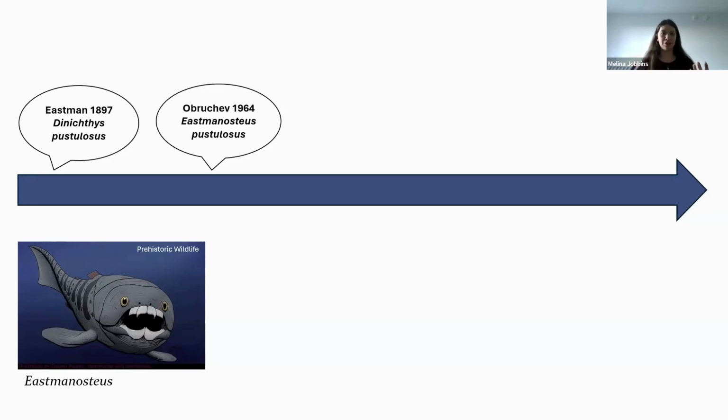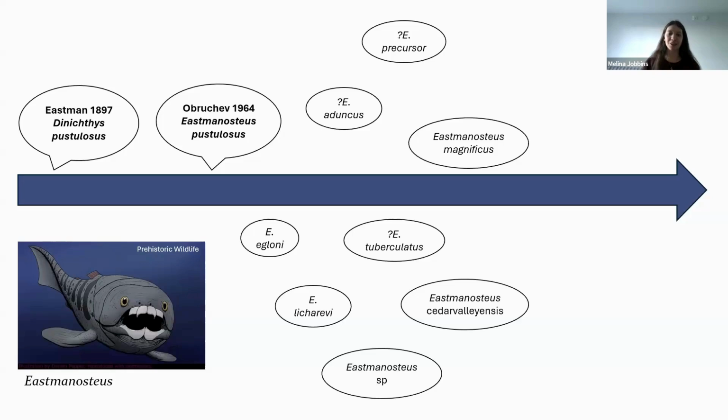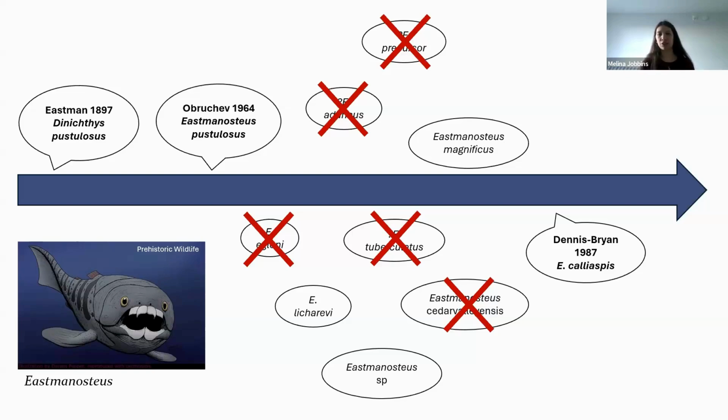And following the erection of that new genus, we have a lot more different species added into it. So we're starting to have a similar questioning about whether or not Eastmanosteus is a valid taxon, as in, is it monophyletic? Is it all Eastmanosteus, or is it different things? And so following that, in '87, Dennis Bryan described a new species of Eastmanosteus from Australia and took advantage of this to also reassess the affiliation of each one of these taxa, and found that many of them cannot be assigned to the taxon simply because for most of them there's not enough material to say with certainty.